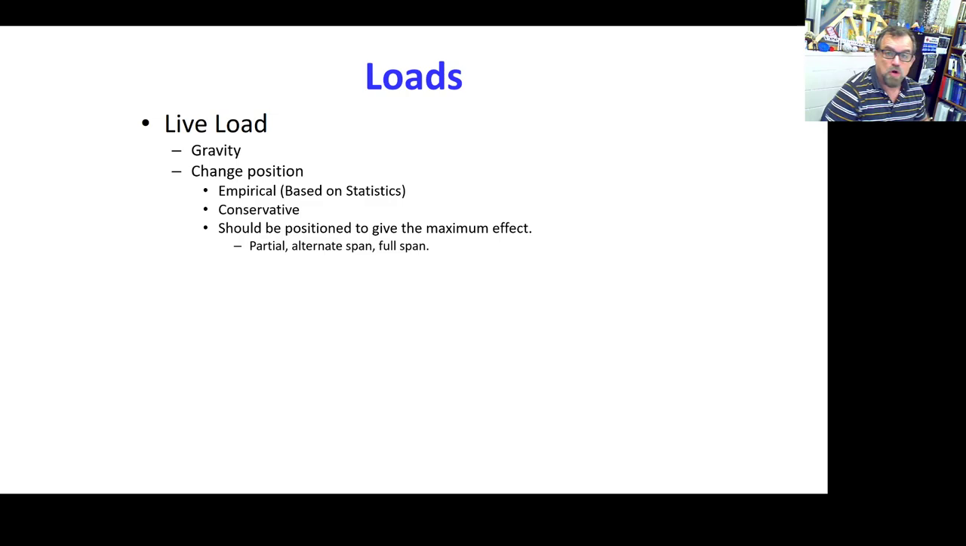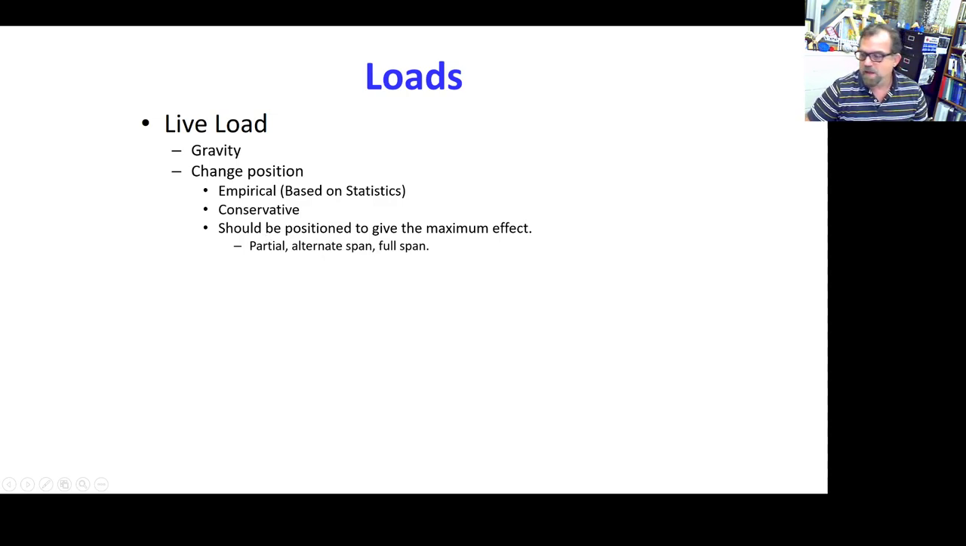Now, because you don't know the values and you have more uncertainty associated with this type of load, that's what makes it more conservative, because better safe than sorry. So usually when you study this type of loads, you're going to see the values are really, really, really big. And then it says it should be positioned to give the maximum effect.